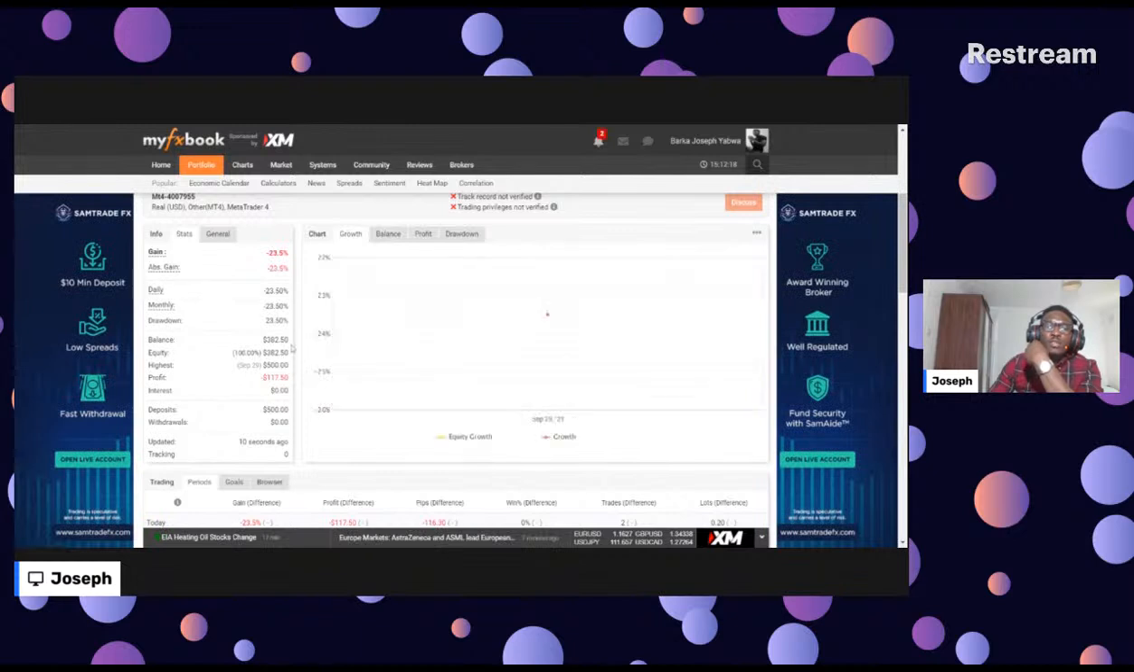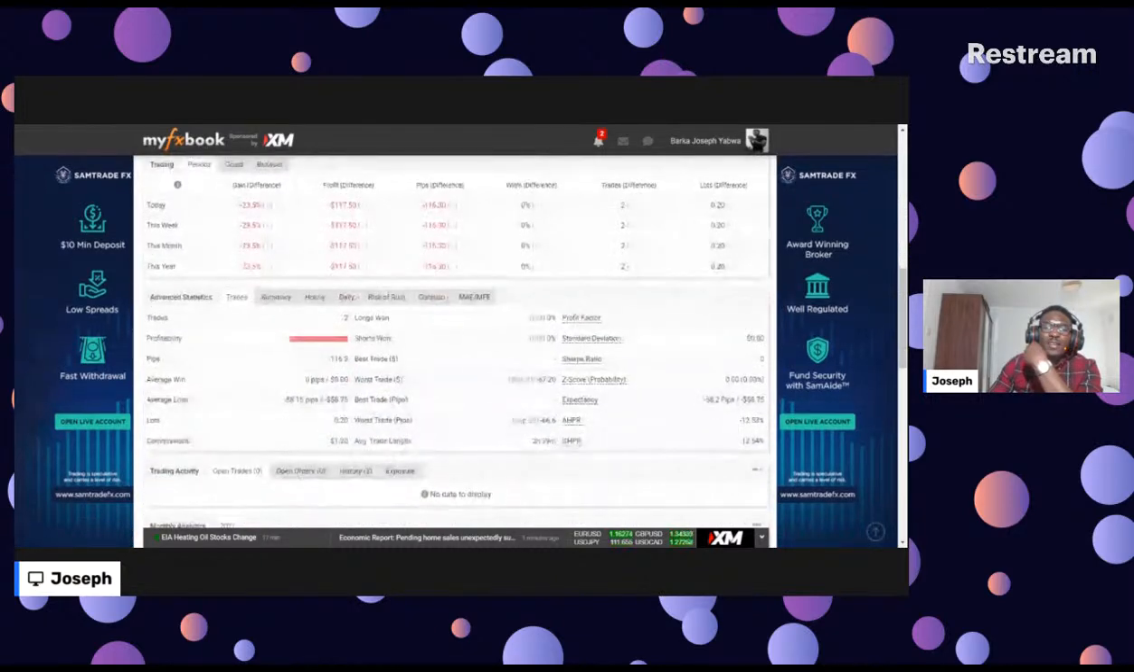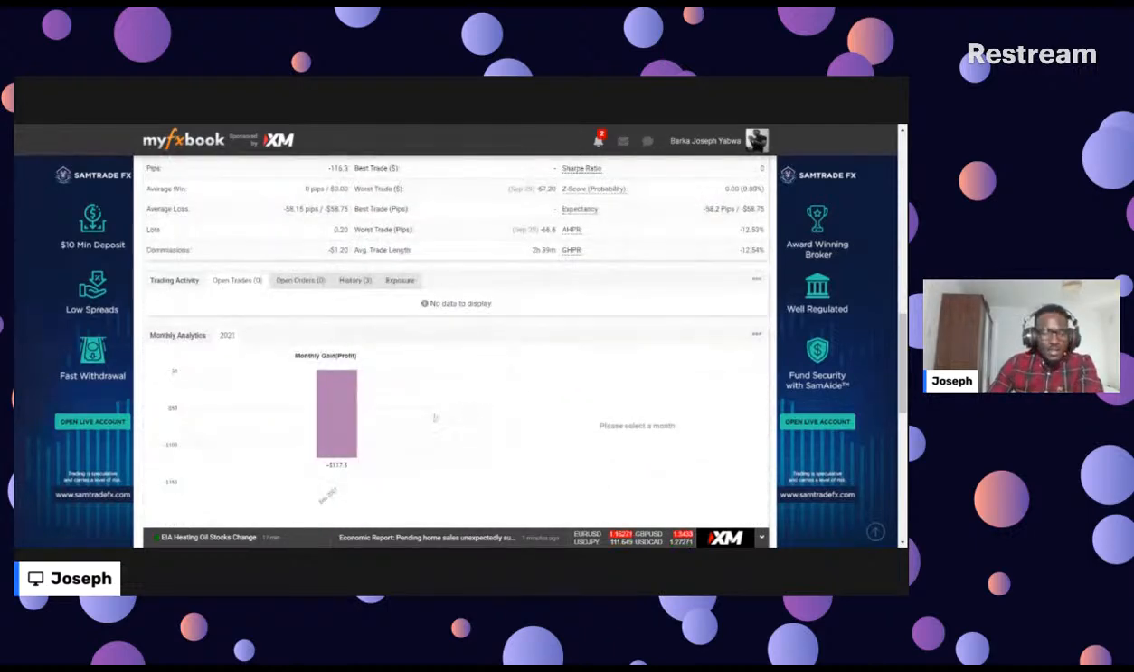Yeah, finally it's been updated. So as you can see, 23%. Yep. So that's the first couple of trades that I've taken, and this is it. So what a way to start. What a way to start.